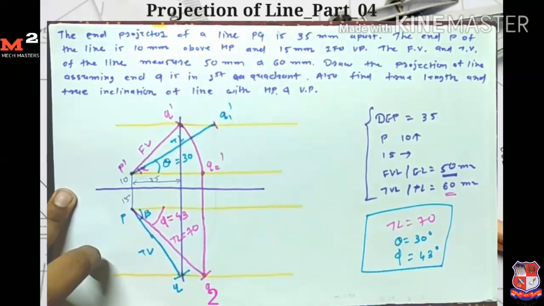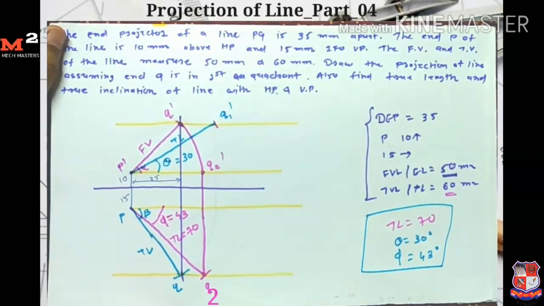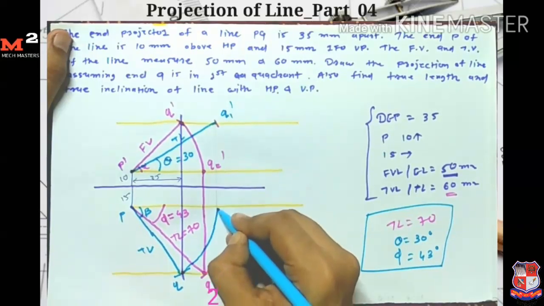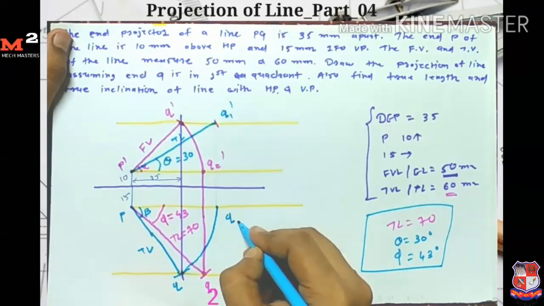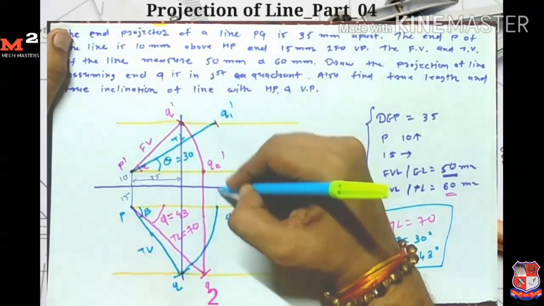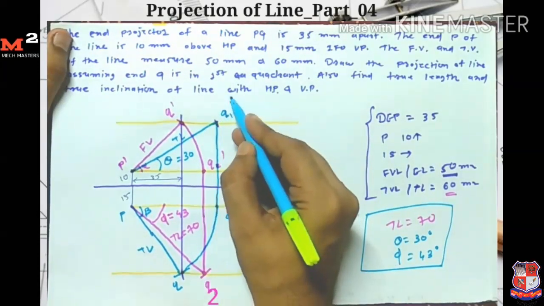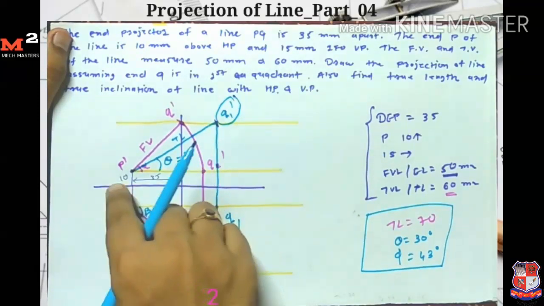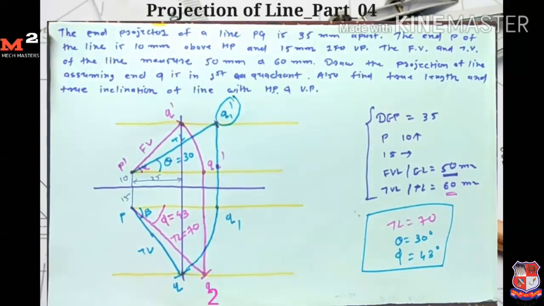Now I find the true length another way. From here, PQ line, with P as a center and PQ as a radius, I draw one arc which intersects here. I give the name Q1 here. Now from Q1 I draw a projection which intersects here, so I get the Q1 dash point here. Now I connect P dash with Q1 dash, so I get the true length. So you can find the true length by either of these methods.